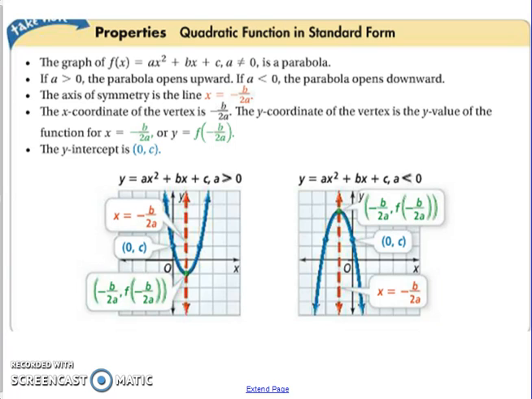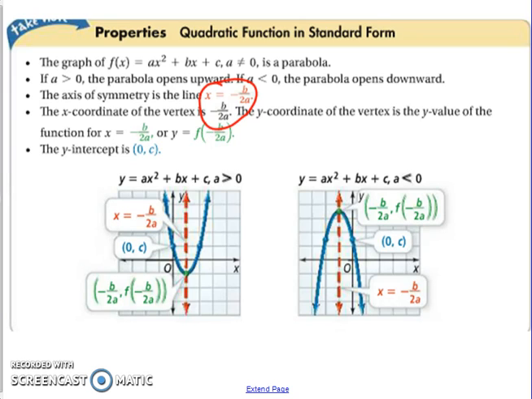The axis of symmetry is the line x equals -b over 2a. That's the vertical line that cuts your parabola in half and makes it symmetric. Then you have a vertex. The x-coordinate of the vertex is -b over 2a, which is the same as the line of symmetry. So once you know the x value of your vertex, that is the line of symmetry. The y-coordinate of the vertex you find by plugging in what you got for the x value into the function, and then solving for y.